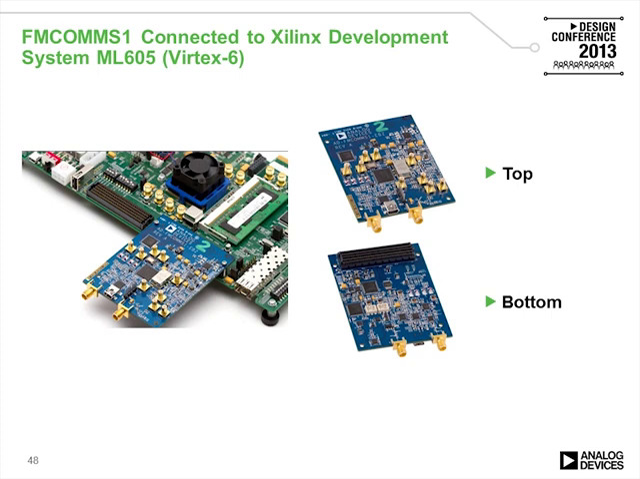So the FMC Comms 1 connected to a Virtex 6. You can kind of see here the card, the top and the bottom. It's almost an FMC form factor in terms of the width. You can actually put two of them on, and it's just a little bit longer than normal.